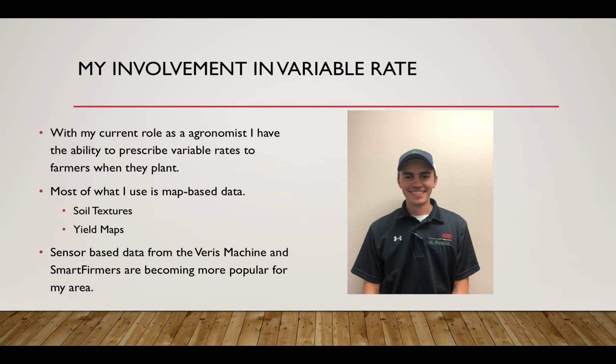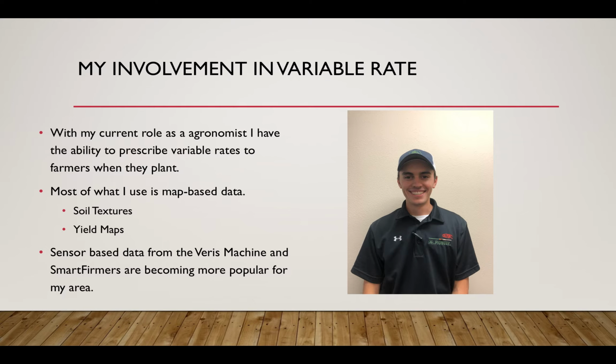So my involvement in variable rate: I'm an agronomist up here in Nebraska. I don't have any pictures of me actually writing a variable rate prescription, but I have this picture of me, so that's me on the right-hand corner there. Most of what I use is map-based data. So I'm looking at soil textures, I'm looking at individual nutrients from a soil grid map, like phosphorus or potassium. Also looking at yield maps. That's probably the most popular one.